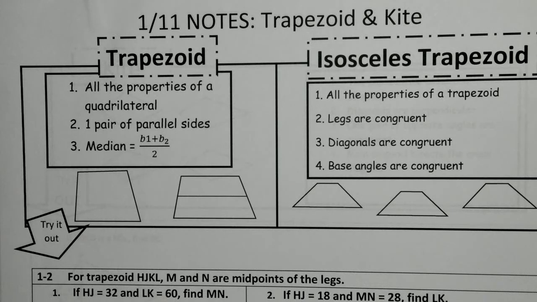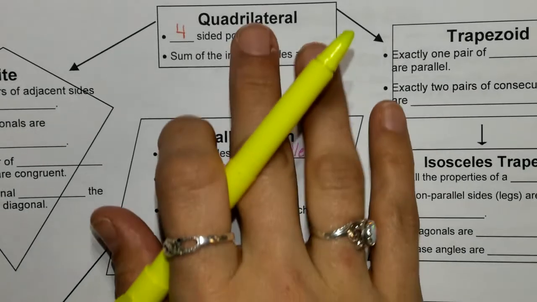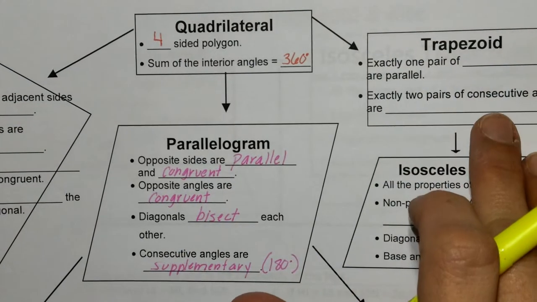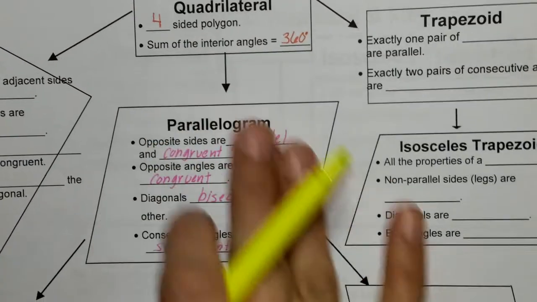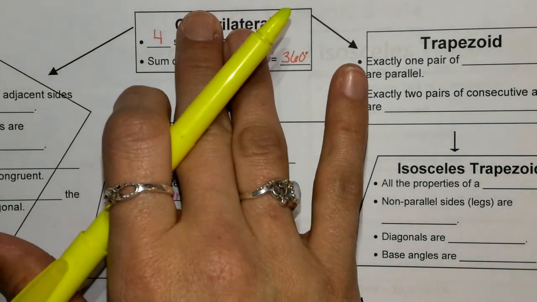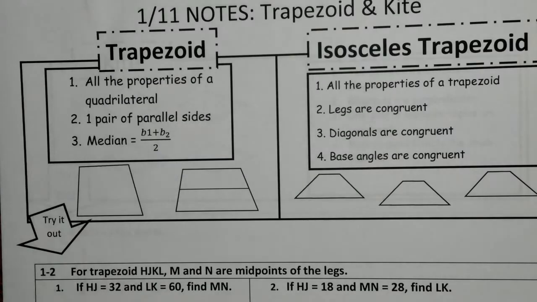We are going away from your parallelogram, okay? Look here. Here's our quadrilateral. The trapezoid is not under a parallelogram. It's only under the quadrilateral. So these properties don't necessarily exist anymore. We're looking just at these two properties, and then we're going to add a couple more.